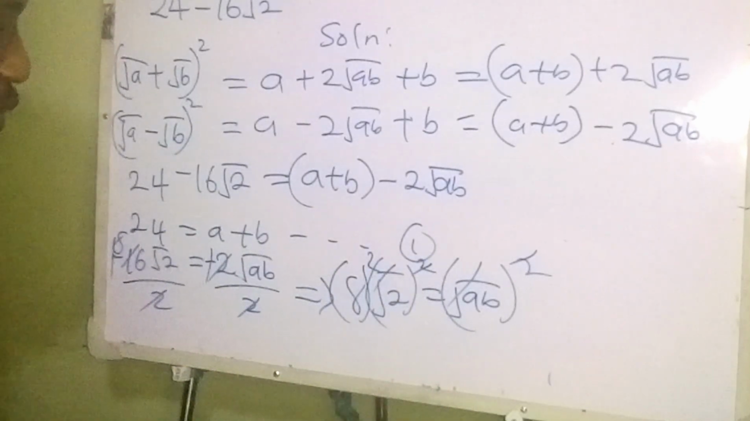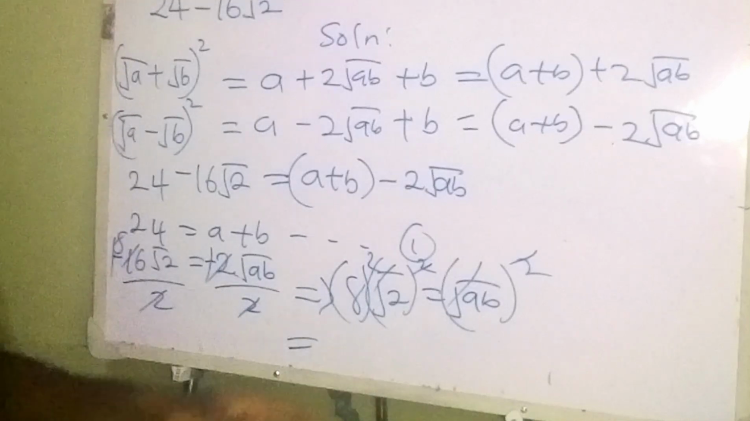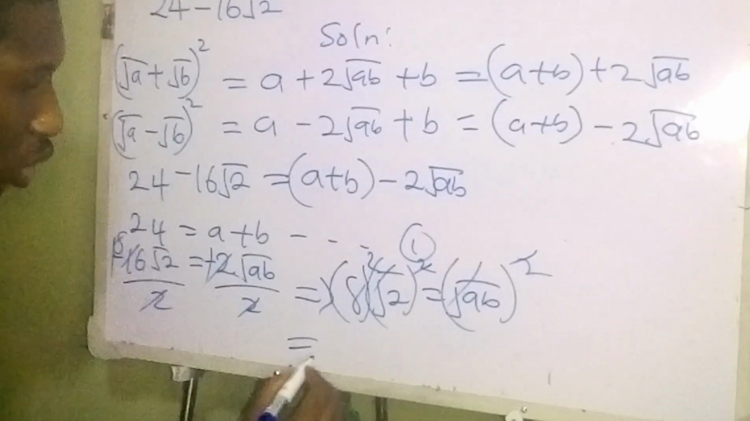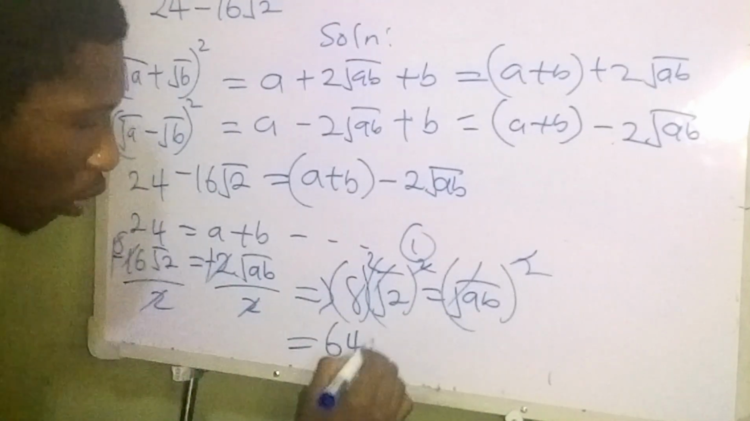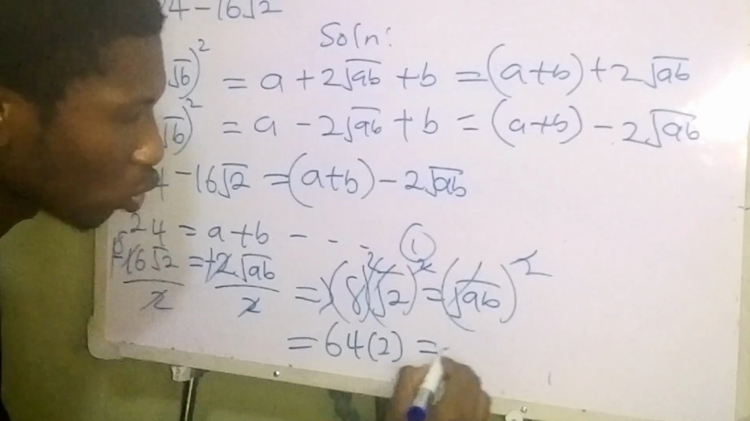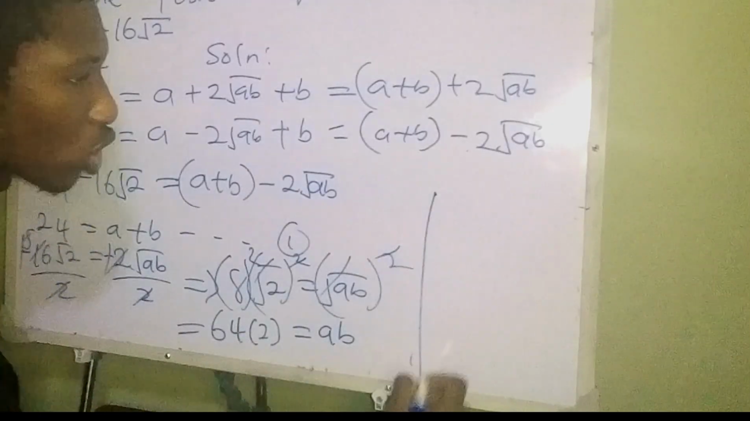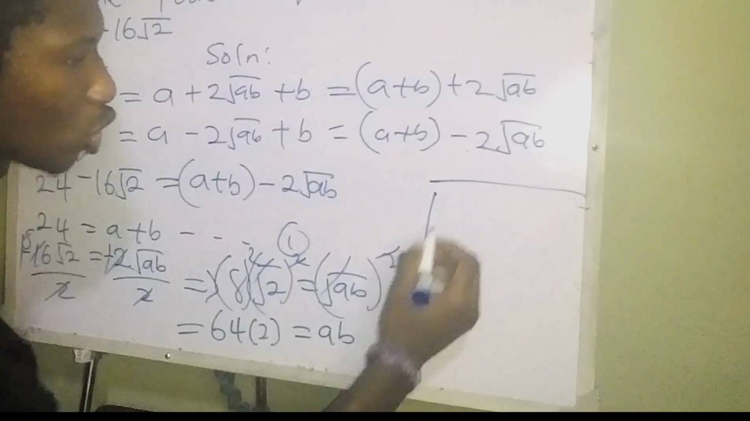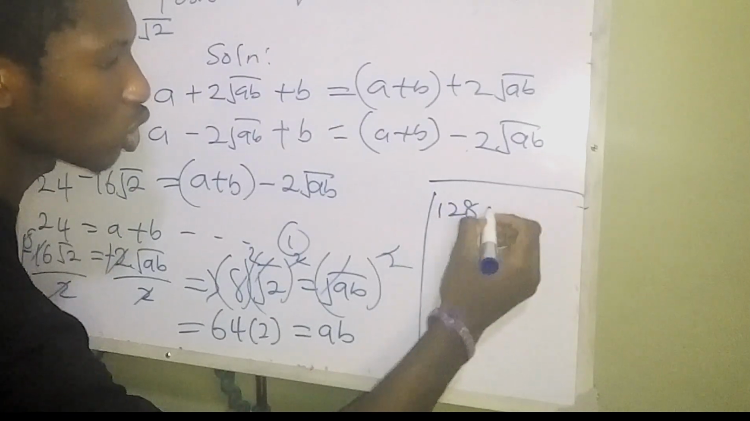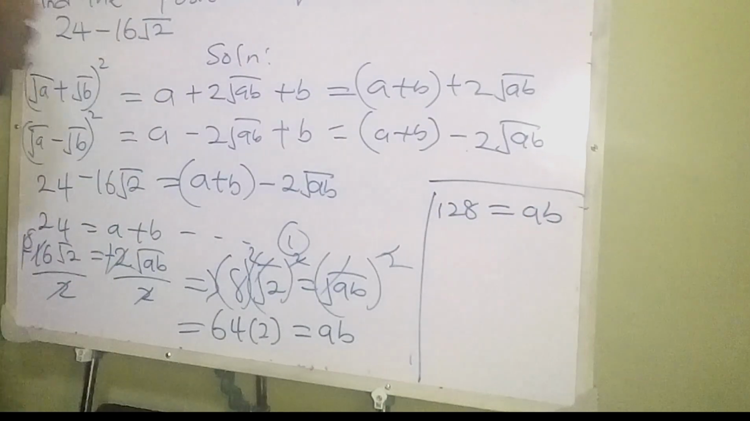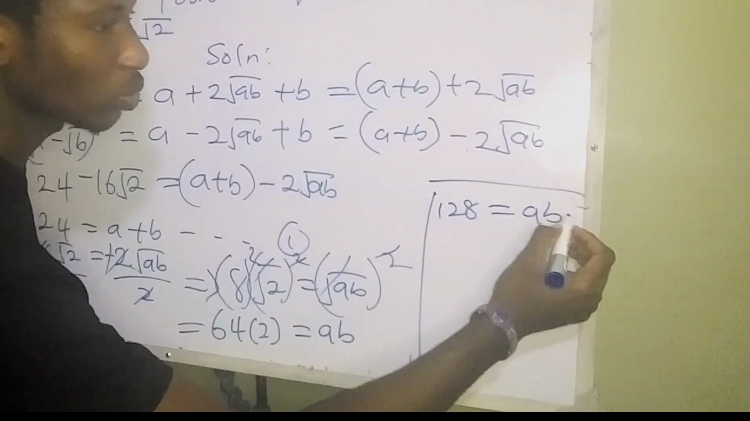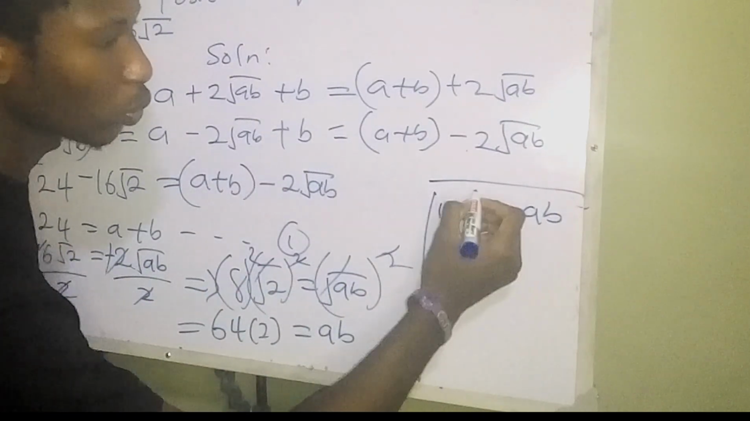So this will give me 8 squared, which is 64, times 2 equal to ab. 64 times 2 is 128. So we can say 128 is equal to ab. So don't forget this. This will be our equation 2. Let me write it here. This is our equation 2.